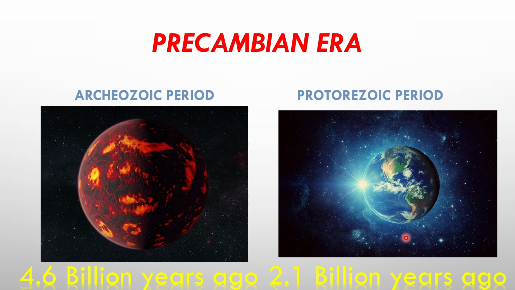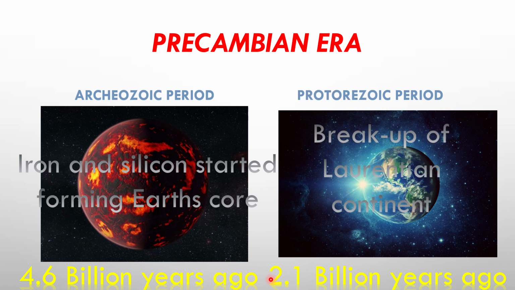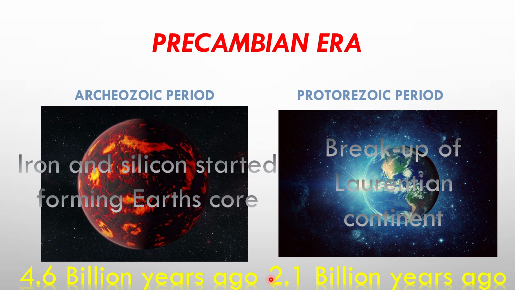Right, I forgot that iron and silicon started forming in Earth's core in the Archeozoic period. The Archeozoic period lasted from 4.6 billion years ago to 2.1 billion years ago. Then from 2.1 billion to 0.56, or basically 560 million years ago, was the Proterozoic period. In the Proterozoic period, the Laurentian continent started to break. 2.1 billion years ago, the oxygen started to form.